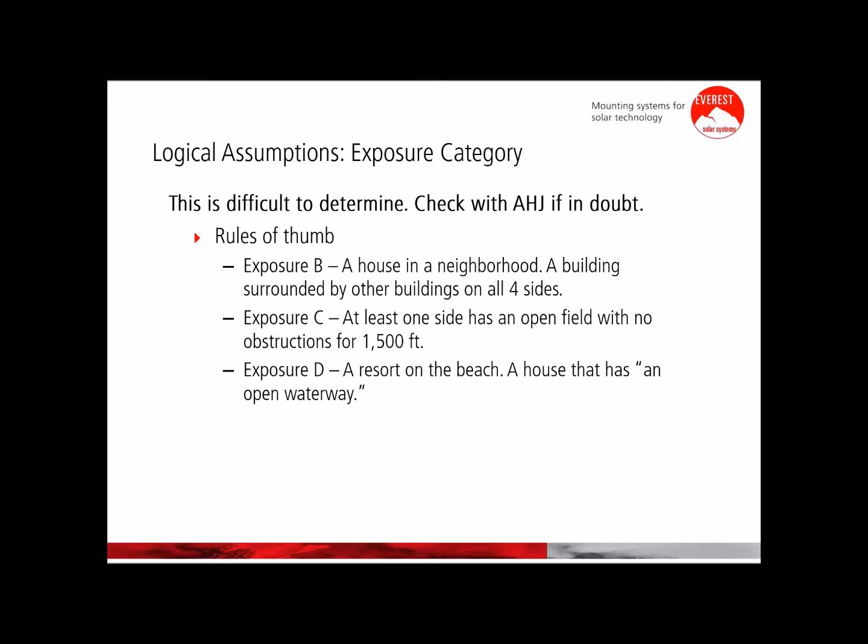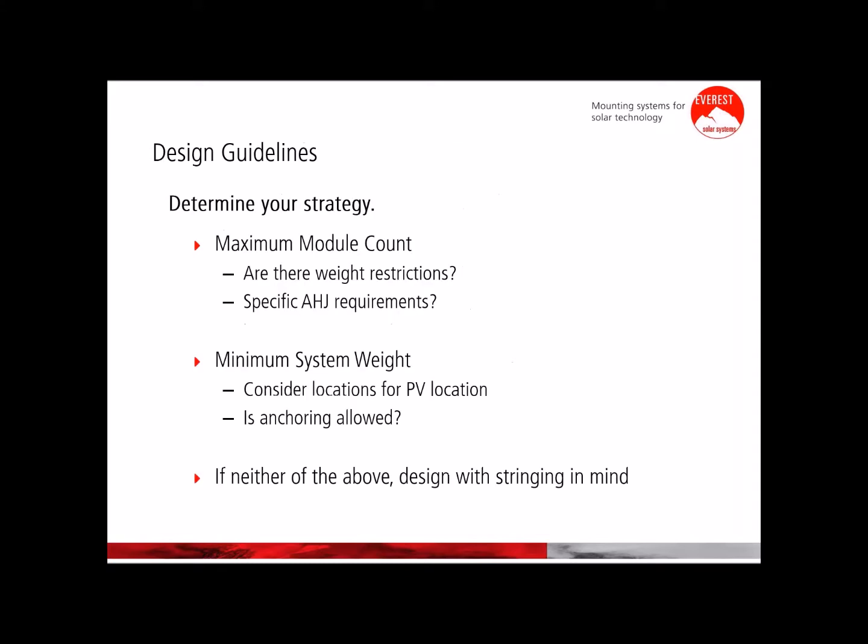Exposure D is one you see rarely, but we have seen some installations that were considered exposure Ds. So this would be basically a building that has an open waterway. Very common to see this at a resort on a beach, or if it's a structure that's near a dock and the ocean is right there, it might be considered an exposure D. But again, I've also seen buildings that were near harbors, and the AHJ considered them exposure B or exposure C. So again, the engineer of record or AHJ will have a better understanding of what this needs to be.